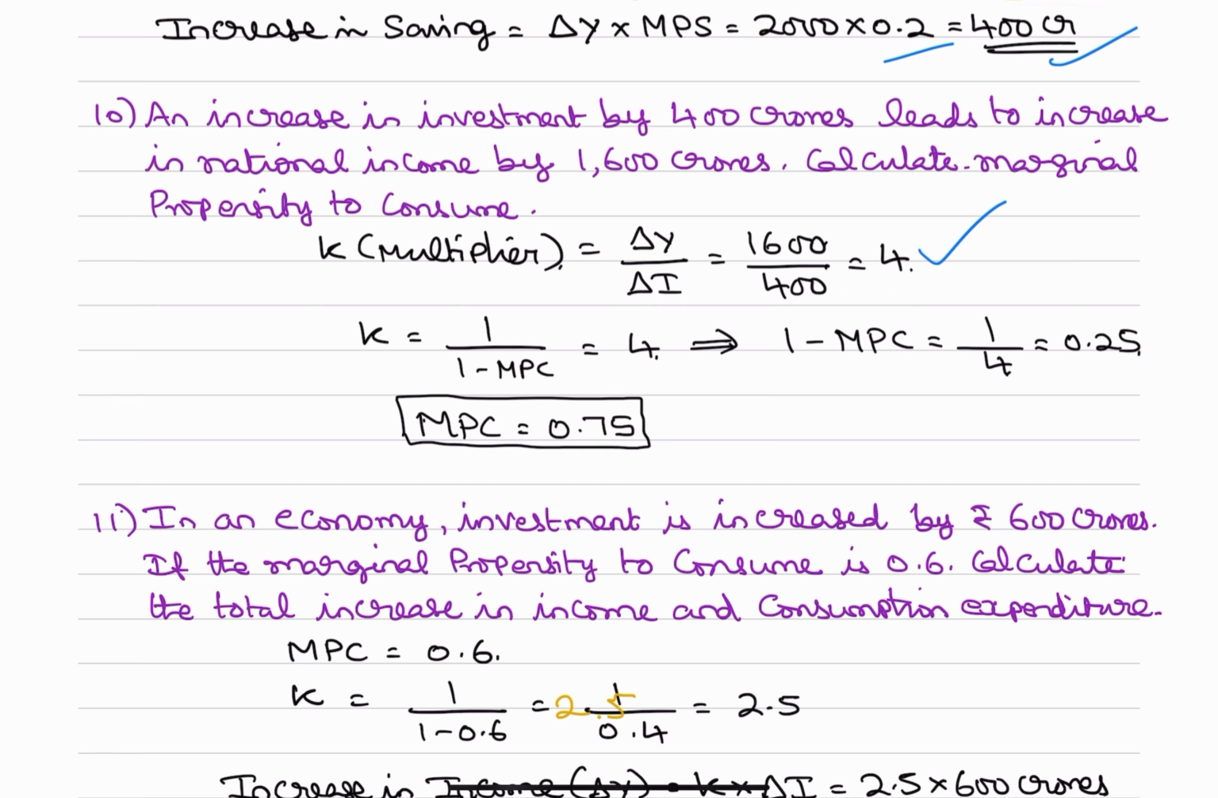K is equal to 1 divided by 1 minus MPC, which is equal to 4. Substituting the values, we get 0.25 as marginal propensity to save. Then marginal propensity to consume is equal to 1 minus marginal propensity to save, that is 0.75 is the answer.